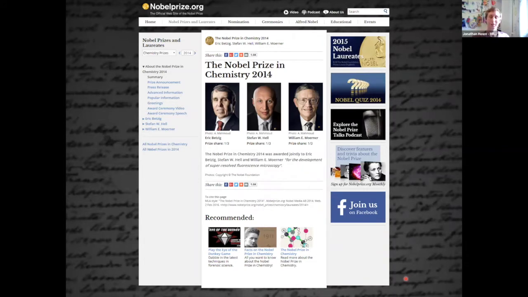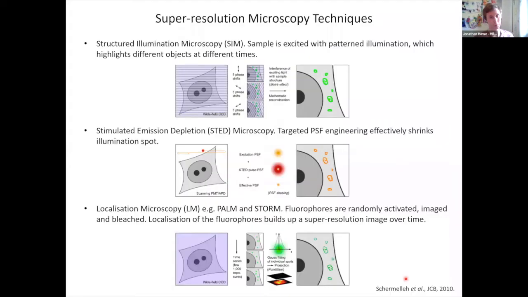So super-resolution microscopy was essentially deemed important enough to award these 3 guys the Nobel Prize in chemistry in 2014 for their contribution towards the field. And there are many super-resolution techniques. And what I've done here is try to break them down into the 3 core techniques or categories.